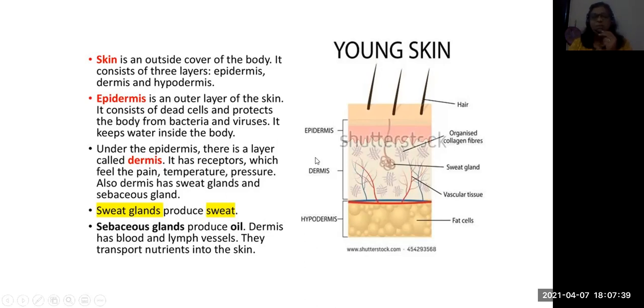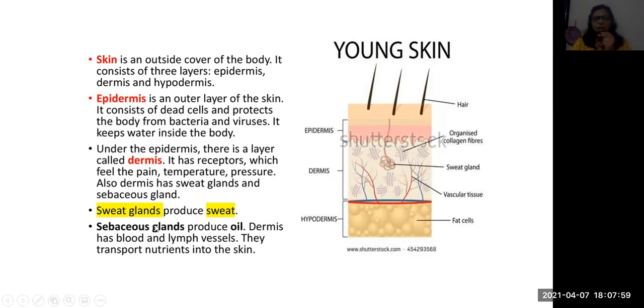So in this dermis part, we have sweat glands, collagen fibers, vascular tissue, nerves, blood cells, and blood capillaries. All these are present in the dermis part. Even the sweat glands, which secrete sweat outside to make the body cool.